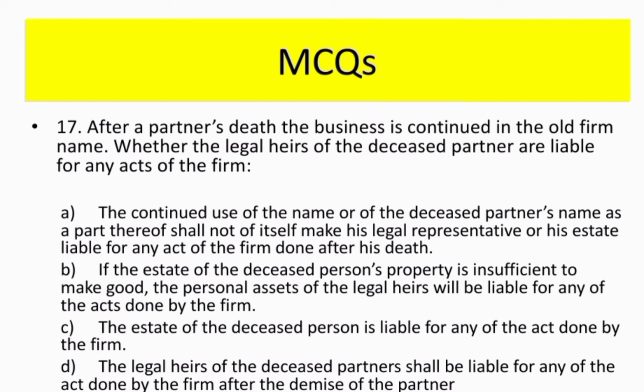This is definitely, option D is definitely wrong. So the correct answer among these is option number A, which says that the continued use of the name or of the deceased partner's name as a part thereof shall not of itself make his legal representative or his estate liable for any act of the firm done after his death. That means the legal heir at any cost will not be liable for any act of the firm which is done after the death of the real partner.